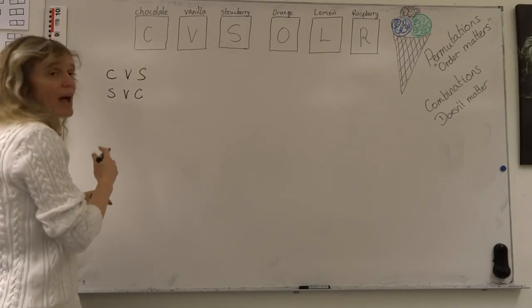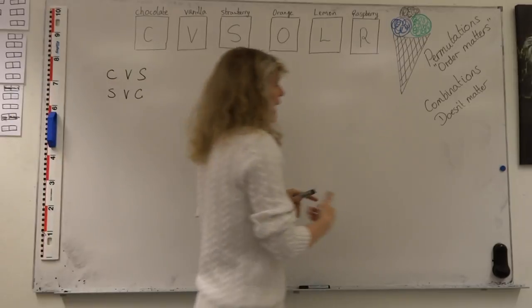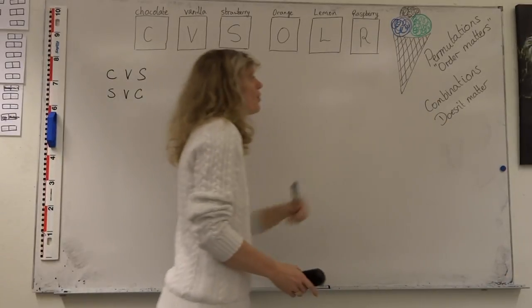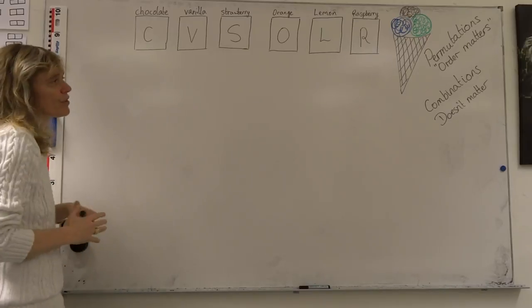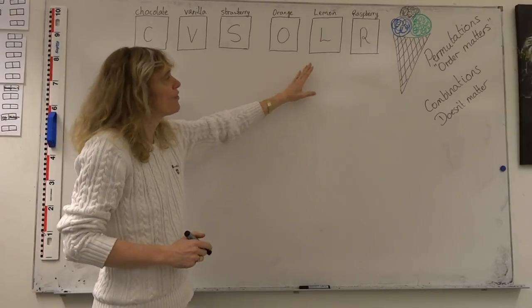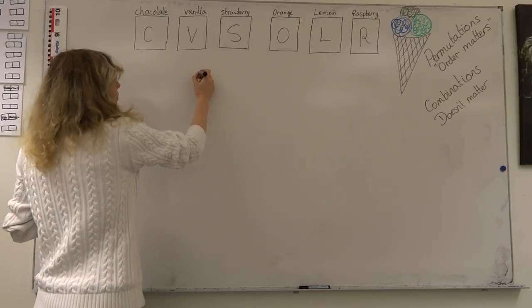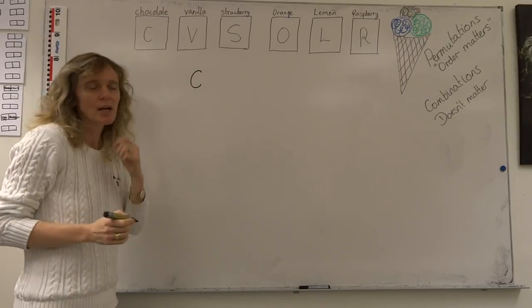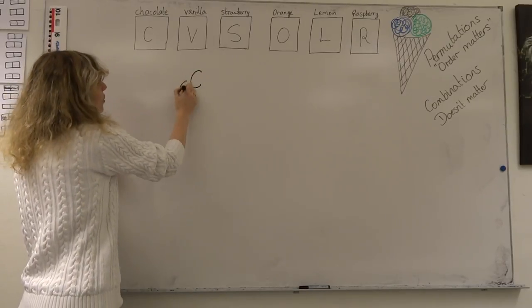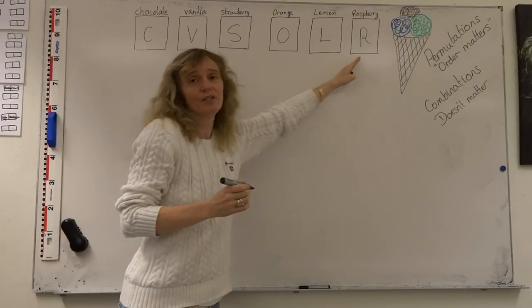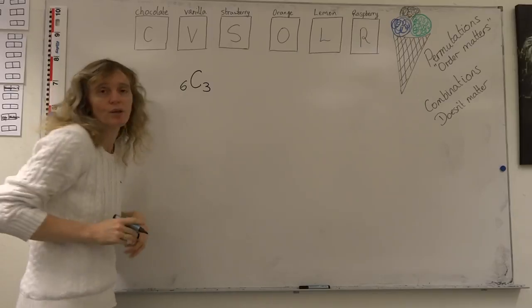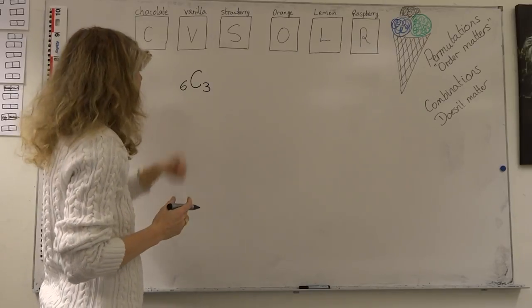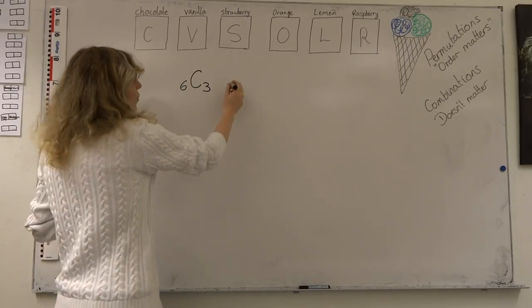So now we have to change the example that we had last time, when we're talking about combinations, because order doesn't matter here. I'm still getting the same three flavors. For combinations, we often use the letter C instead. So I've got six possibilities of different flavors, and I'm still going to be choosing three of these flavors. How would I work that out?